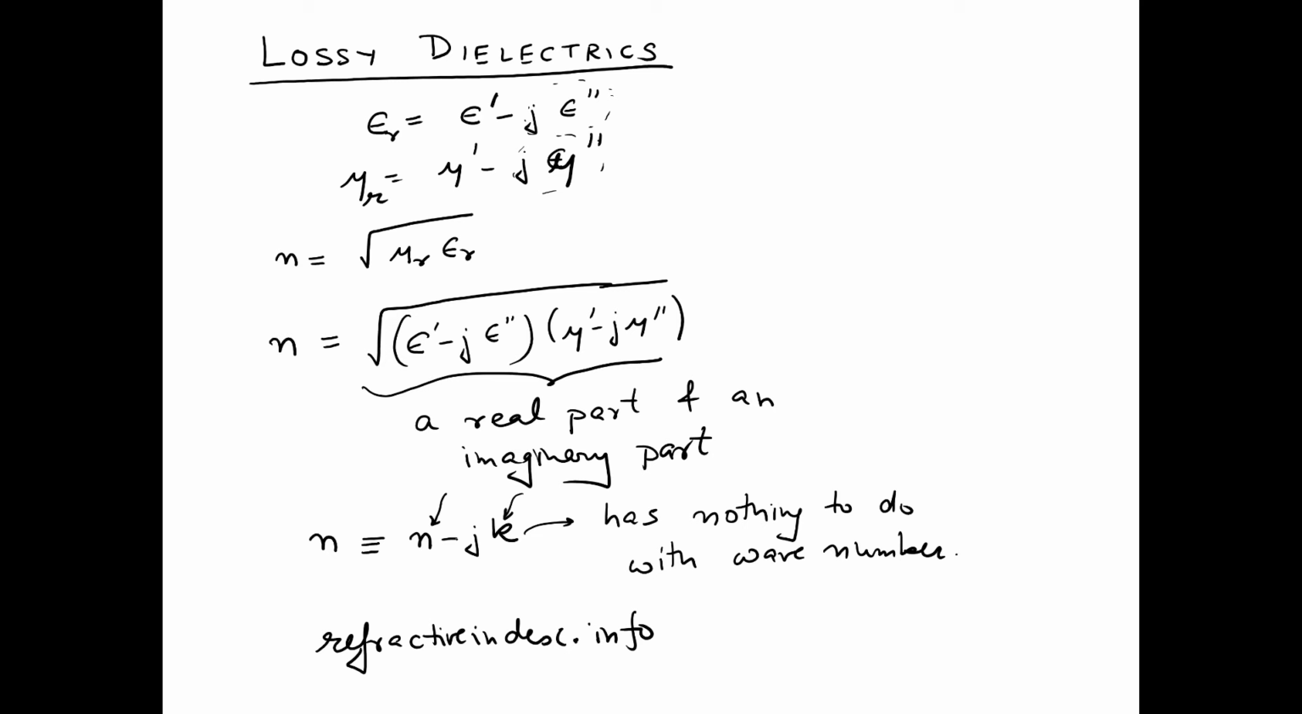But the k part has nothing to do with the refractive index term, nothing to do with the wave number. So for this course, so that we don't have that confusion, let's just call n to be n real minus j n imaginary to understand what is happening. So n imaginary is going to be k, and n real is going to be n in the databases.